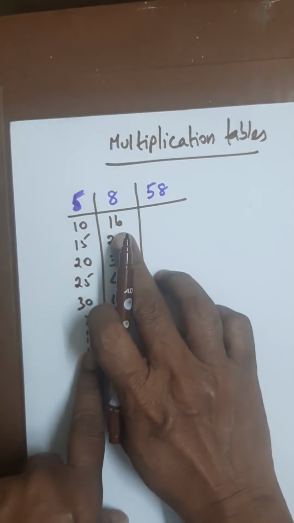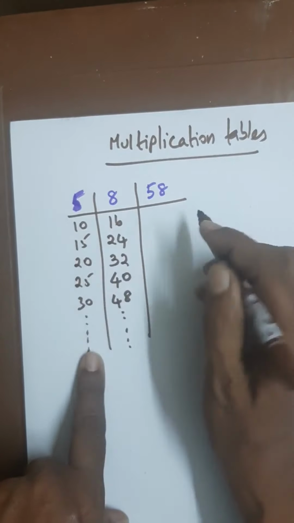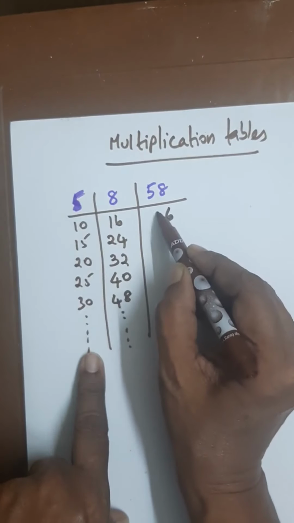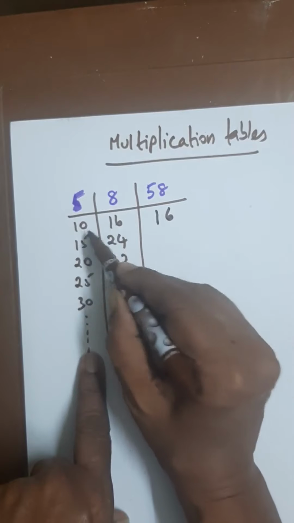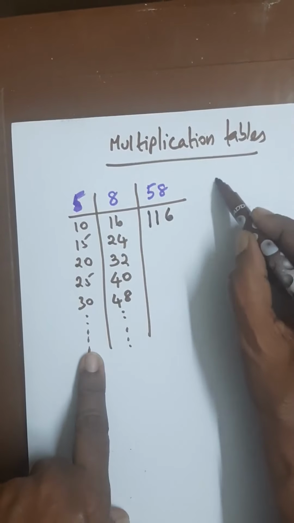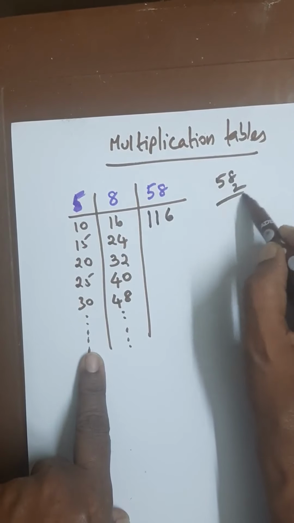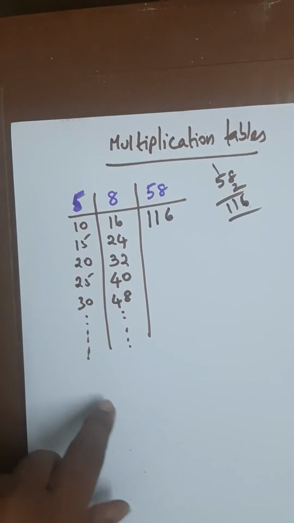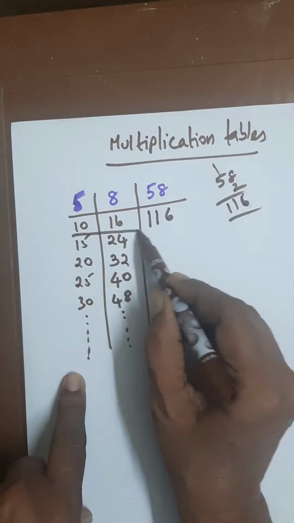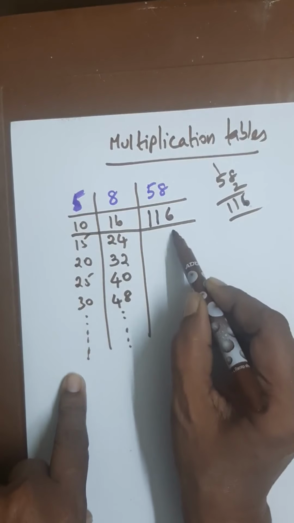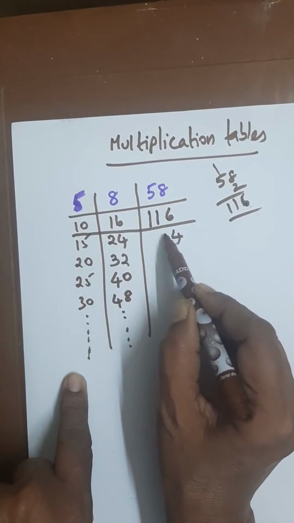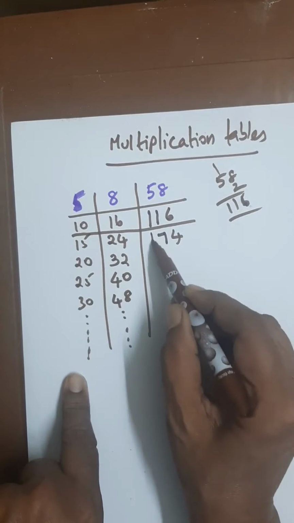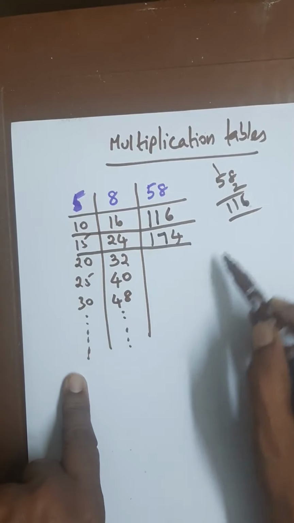Always start from the last digit. 10, 16, here the last is 6. Then the middle: add 0 plus 1, 1. Then write the first one. Can I check it? 58 twos are 116. Then 58 threes are: last digit, 5 plus 2, 7. Then 1. 174.